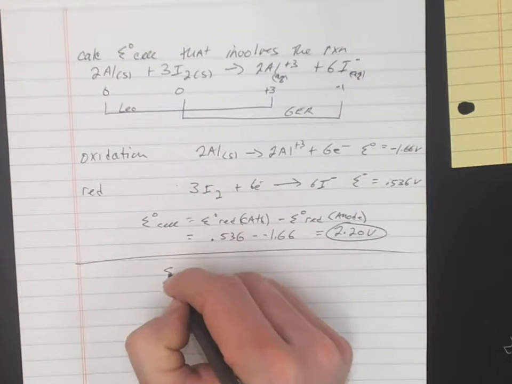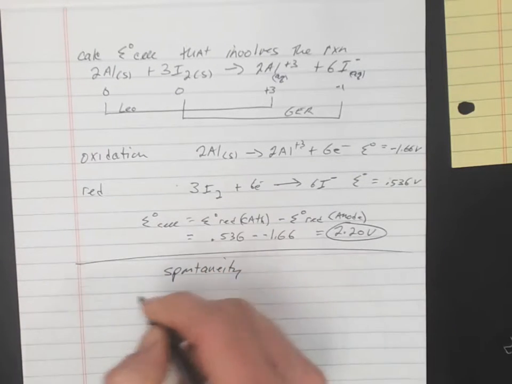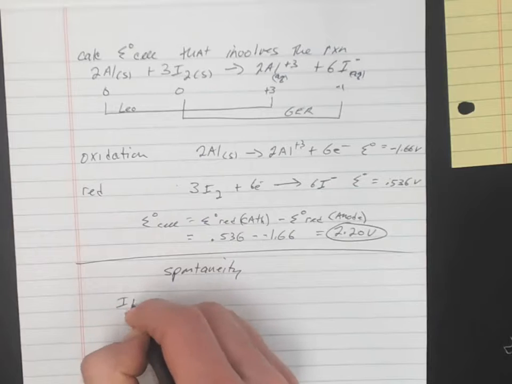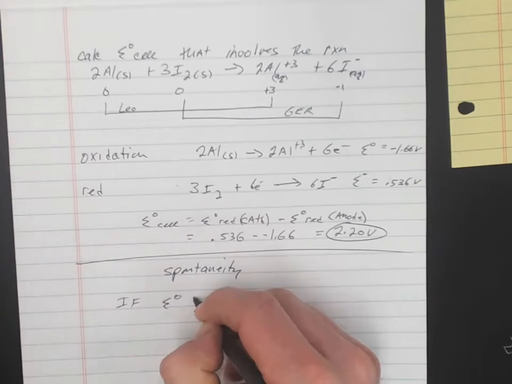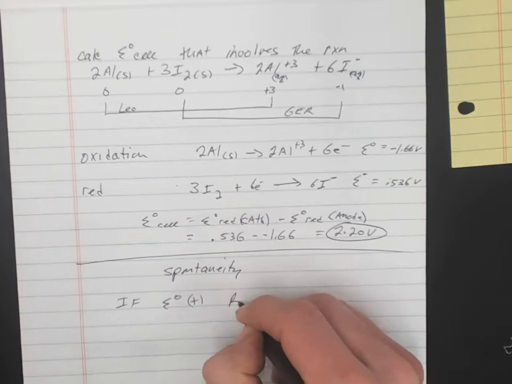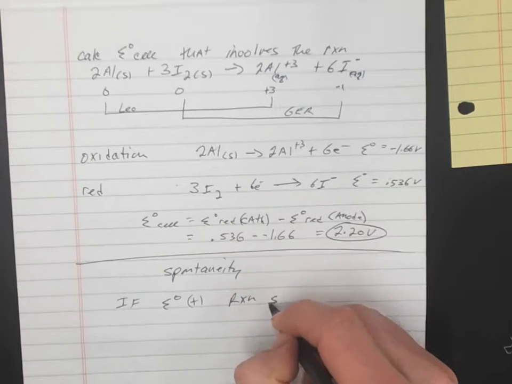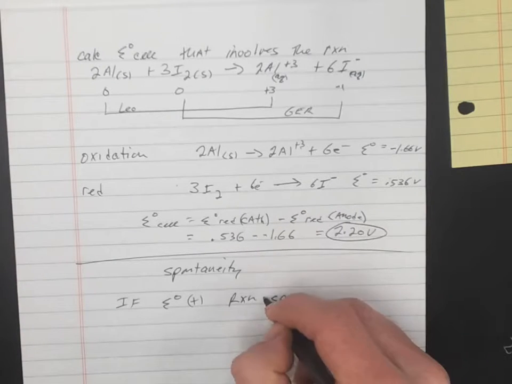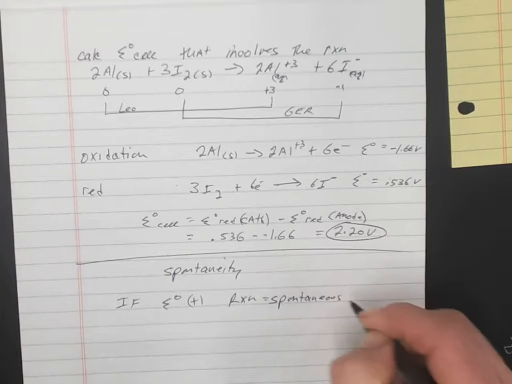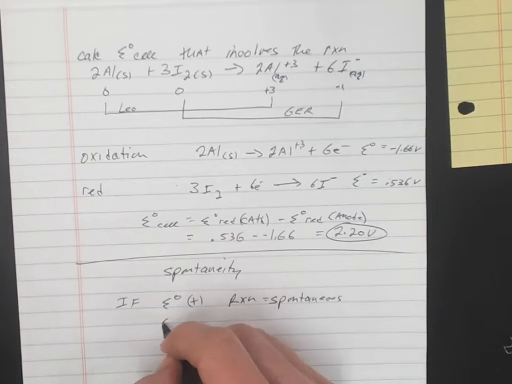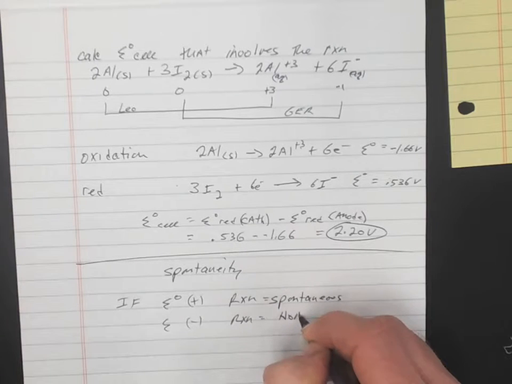Okay, spontaneity. If we end up having E naught being a positive value, that is going to equate itself with a spontaneous reaction. E naught negative, reaction is non-spontaneous.